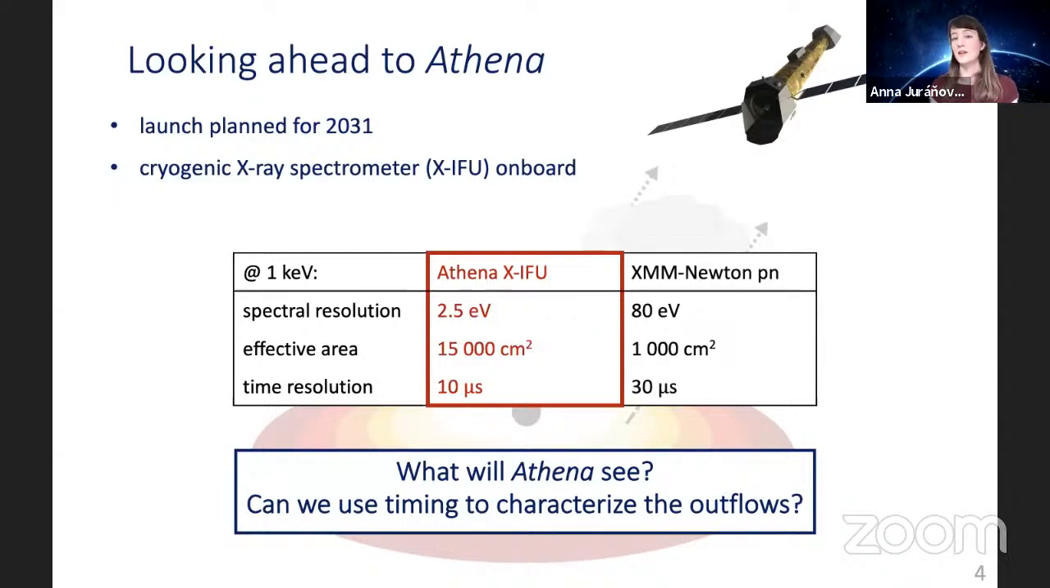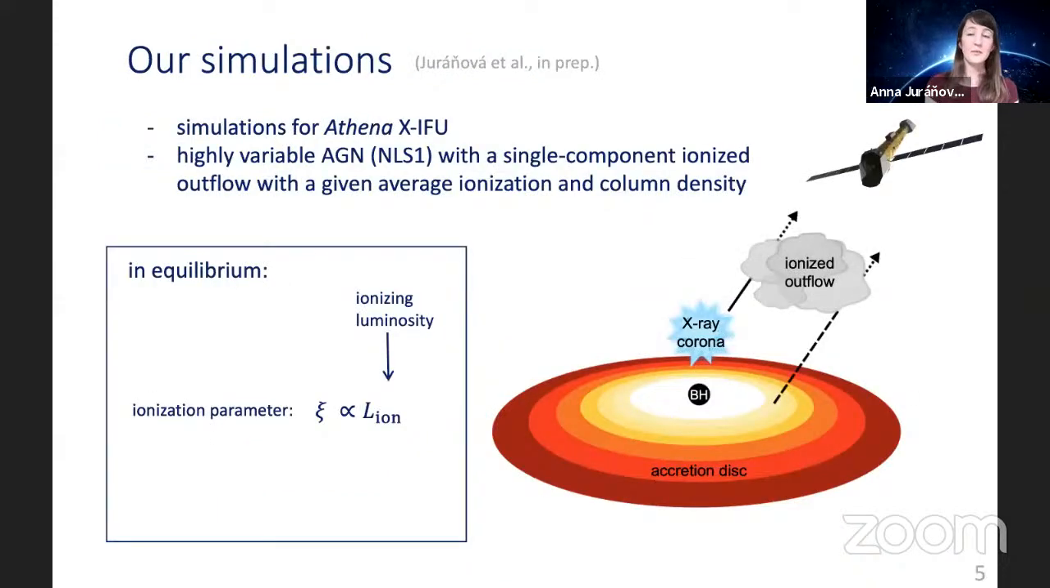So the question that immediately arises is, what will Athena see in terms of timing of AGN outflows? And even more importantly, can we use the timing properties to characterize these objects? To address these questions, we carried out simulations for Athena X-IFU. Namely, we simulated a highly variable narrow-line Seyfert 1 with an ionized outflow that is intervening the line of sight, and so is observed in absorption.